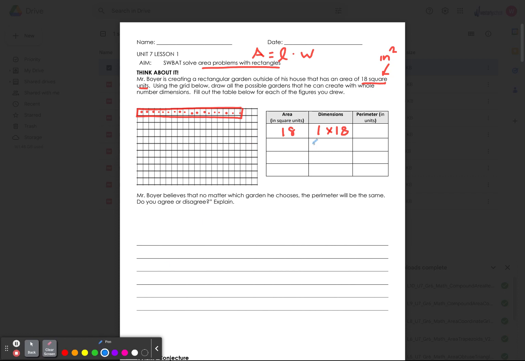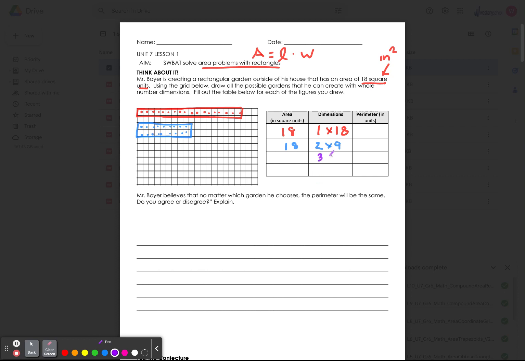No, we could also multiply 2 times 9, or 2 by 9 would also give us 18. So 1, 2, 3, 4, 5, 6, 7, 8, 9, and then double that up. And so we have a 2 by 9 rectangular garden. Is that the only one? Is that the last one? No, there's another one that we could do.